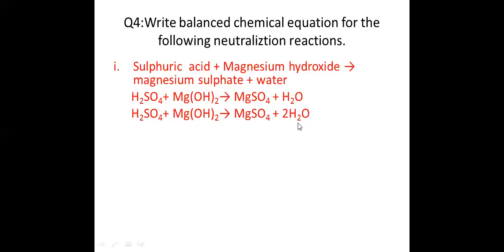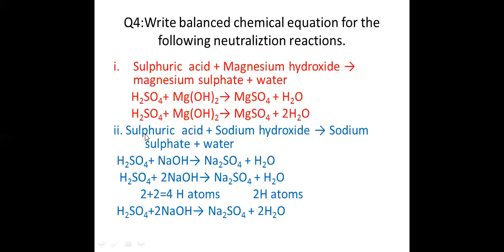Let us see the oxygen atoms. 4 oxygen atoms are here and 2 are here. So 4 plus 2, 6 oxygen atoms are totally at the left hand side. Let us see at the right hand side, 4 oxygen atoms are in magnesium sulfate, and now 2 oxygen atoms are present in water. So 4 plus 2, 6 oxygen atoms. Oxygen atoms are also balanced in this equation.